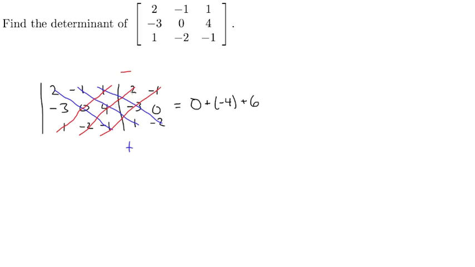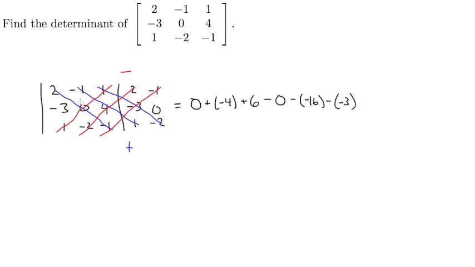Next we're going to do the negative diagonals. So first up, 1 times 0 times 1, so we're subtracting 0 from that. Negative 2 times 4, that's negative 8, times 2, that will be negative 16, so we are subtracting negative 16. And negative 1 times negative 3 times negative 1, so negative 1 times negative 3 is positive 3, times negative 1 is negative again, so we're subtracting negative 3.